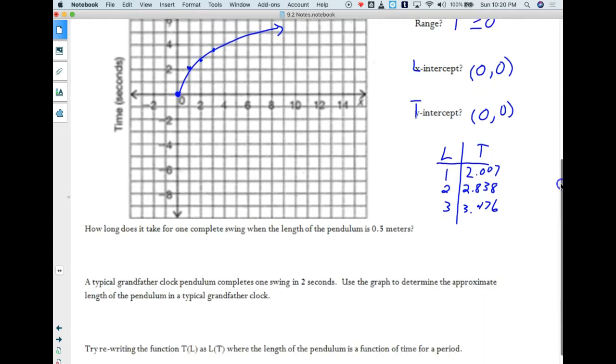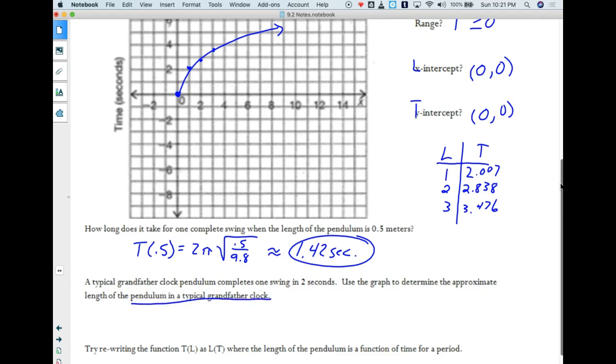How long does it take for one complete swing when the length of the pendulum is half a meter? That's asking what T of 0.5 is. That's 2 pi times the square root of 0.5 divided by 9.8. You let your fingers do the walking in the calculator, and that's about 1.42 seconds. A typical grandfather clock pendulum completes one swing in 2 seconds. Use the graph to determine the approximate length of the pendulum in a typical grandfather clock.